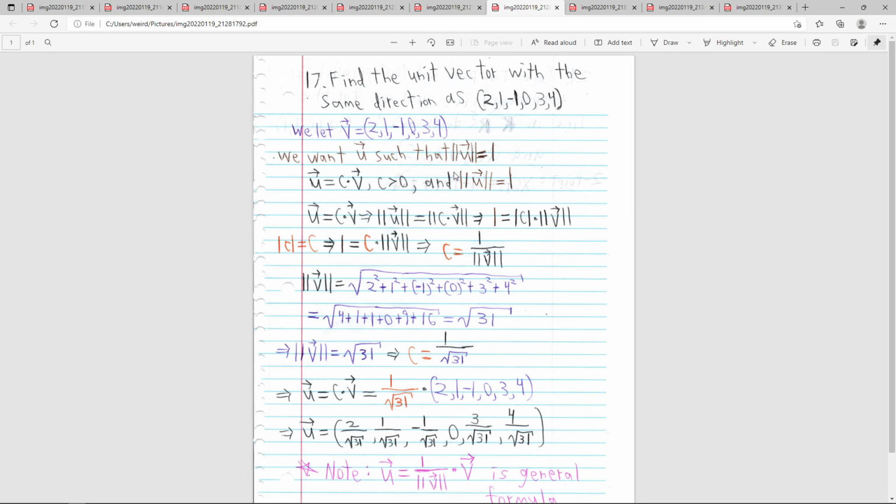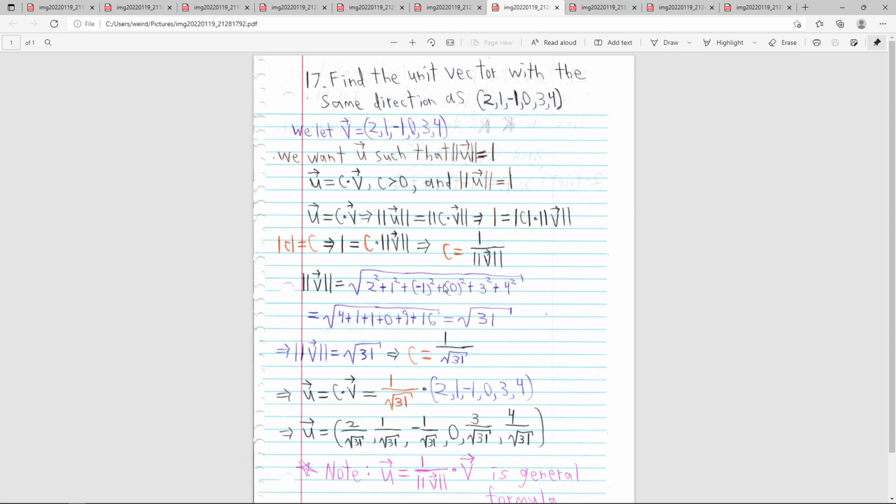So the length of u is equal to 1, and we also know that vector u is equal to c times v because it has the same direction, where c is greater than 0. So we have these two conditions. We can go from there: the length of u is equal to the length of c times v. The length of u is 1, so 1 equals the absolute value of c times the length of v. The absolute value of c is just c, so 1 equals c times the length of v. You divide both sides by the length of v, and you get c equal to 1 divided by the length of v.